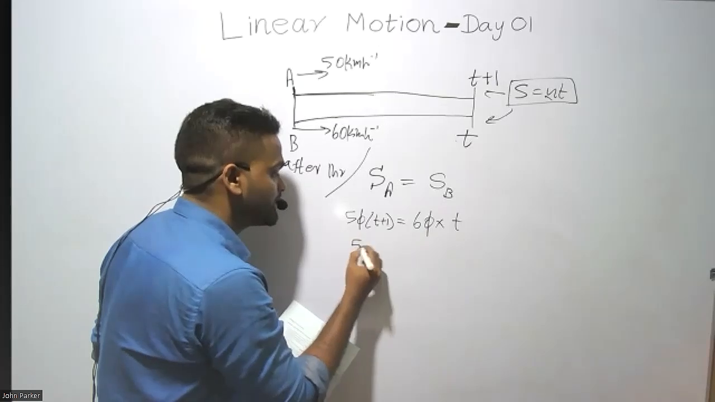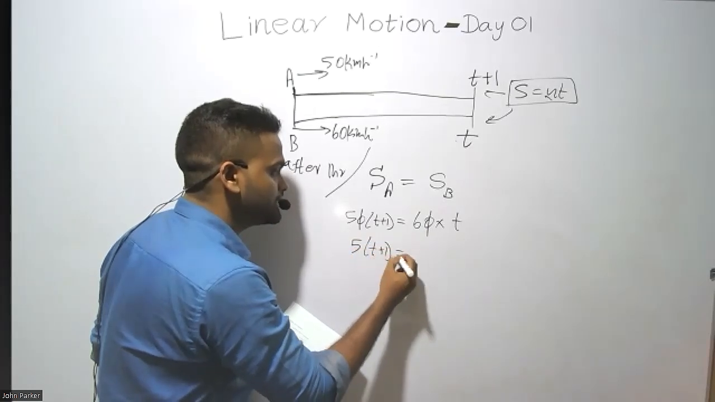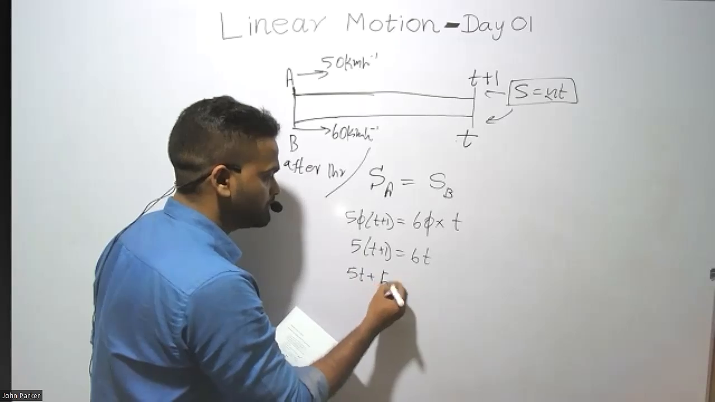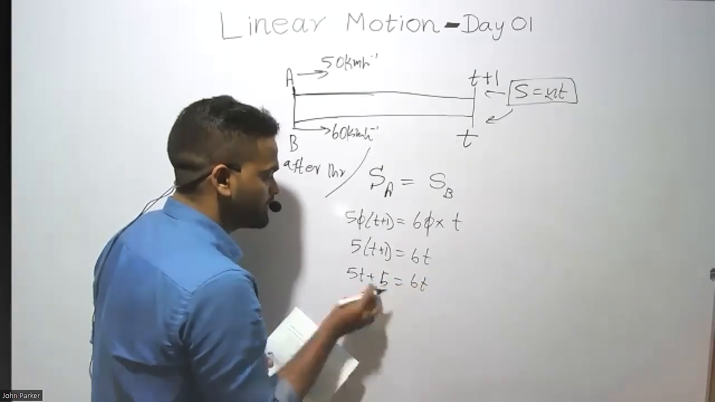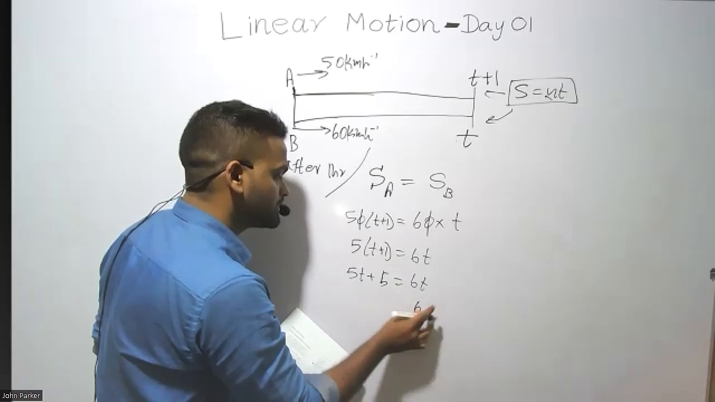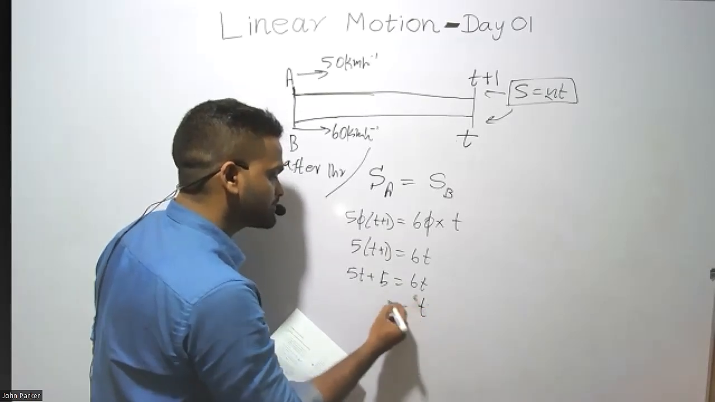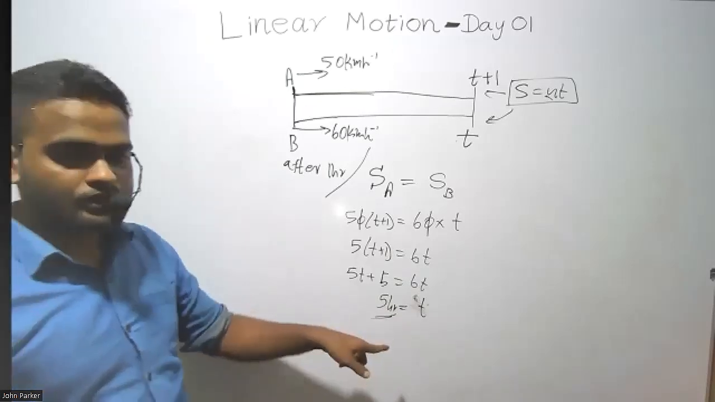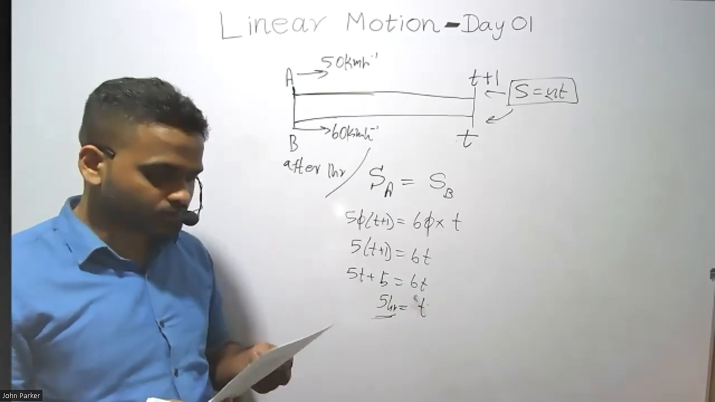So here what you get is 5t plus 5 equals 60. 5t goes to the other side, minus 5t. So this becomes t. So t equals 5 hours. So what's the answer? Is it 5 hours or 4 hours?